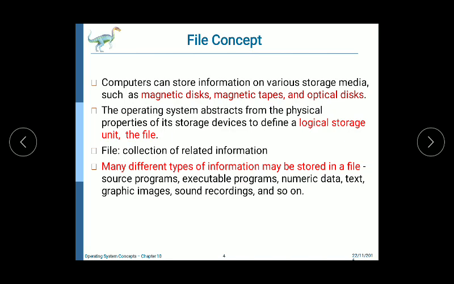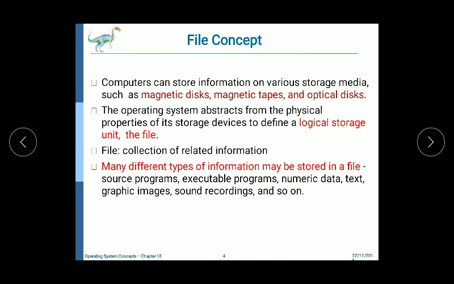Then let us discuss what is file. A file is the collection of related information that is recorded on the secondary storage. From a user's perspective, a file is the smallest allotment of the logical secondary storage. That is, data cannot be written to secondary storage unless they are within a file. Commonly, files represent programs and data.